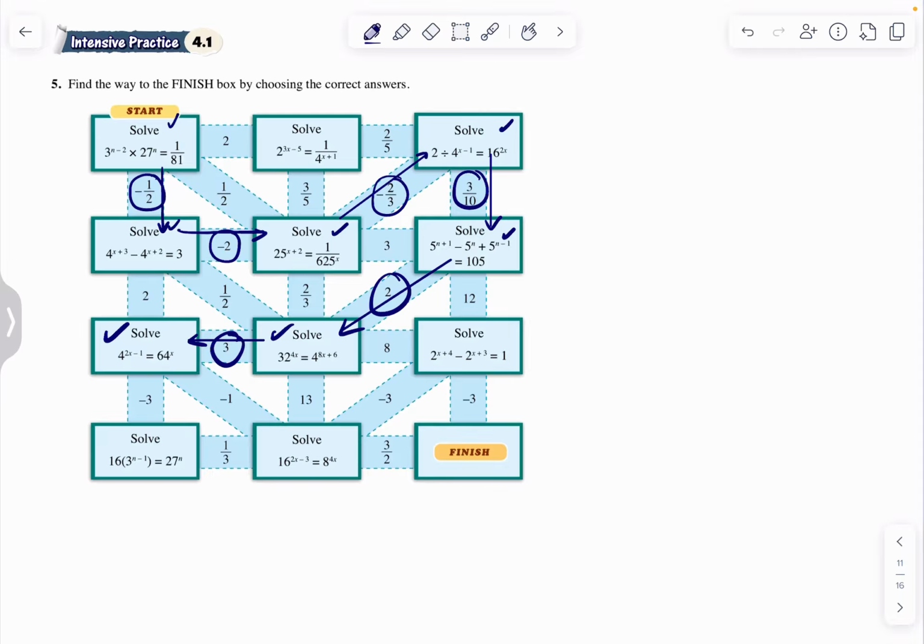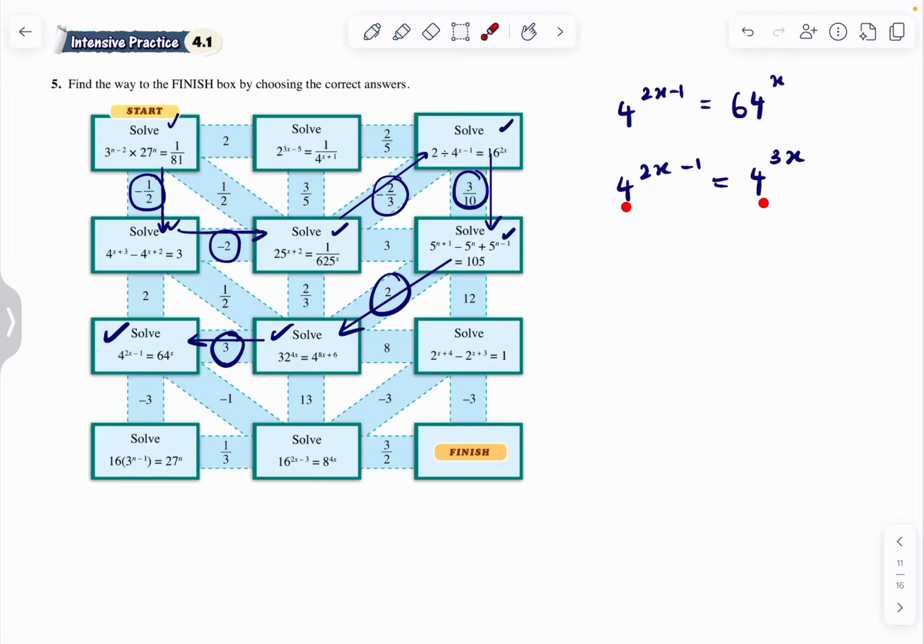Okay, so we have 4^(2x-1) equals to 64^x. Same thing, 4 and 64, bring it down to base 2 can. Or actually, you know what? 64, we can bring it to base 4. 64 is 4 cubed. So base 4. Okay, so we don't have to change both. We just change one of it enough already.